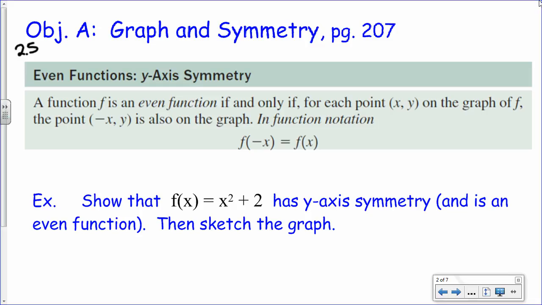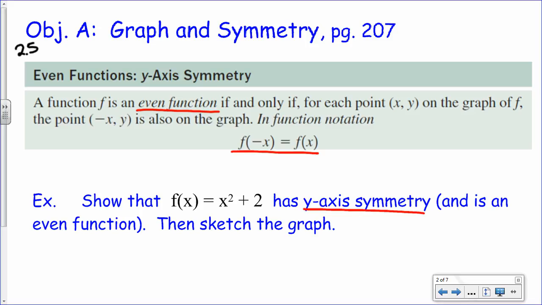So if it's even, then you have the points x, y, but also the opposite of x, y on your graph. So the rule is if you plug in negative x into your function, you get out the exact same function. That's what makes it even. And if it is even, then it has y-axis symmetry.